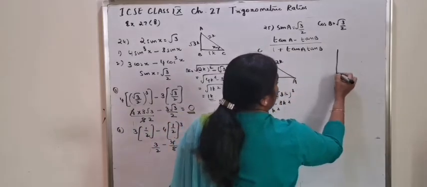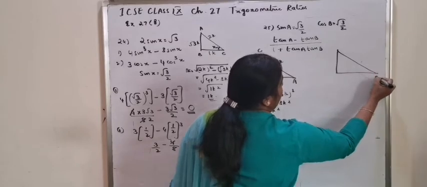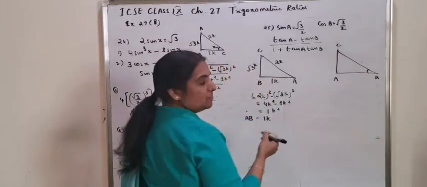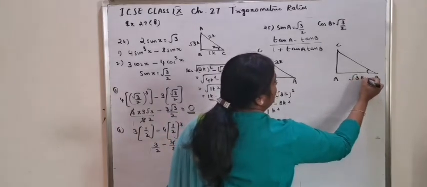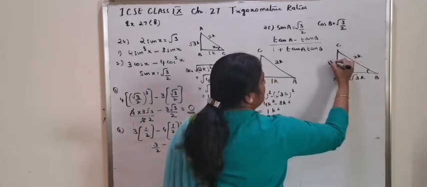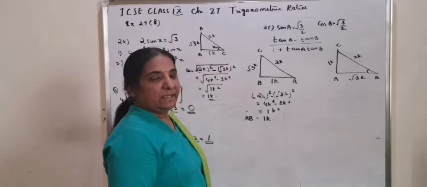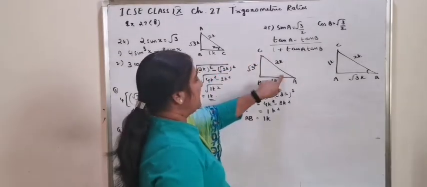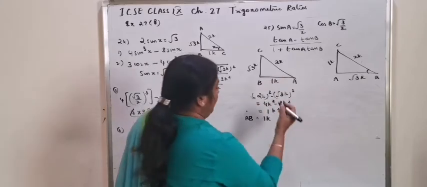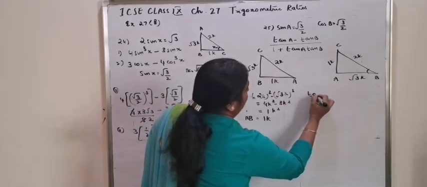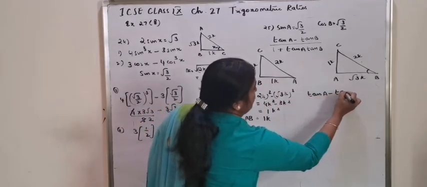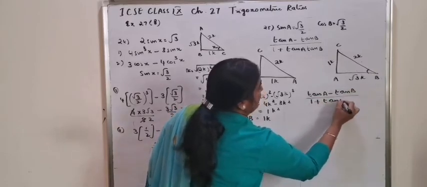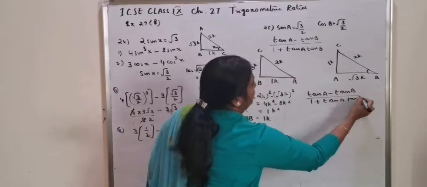Similarly, cos B is given. Let's take this angle as B. Cos B is equal to root 3 means here it is root 3k, 2k, and here it will become 1k. And now let's substitute tan A minus tan B from here, therefore, tan A minus tan B divided by 1 plus tan A tan B.